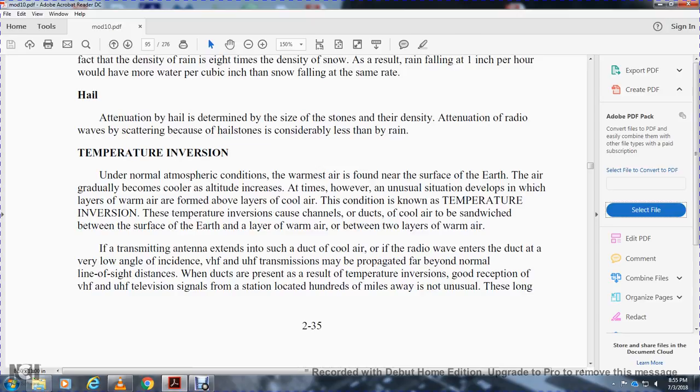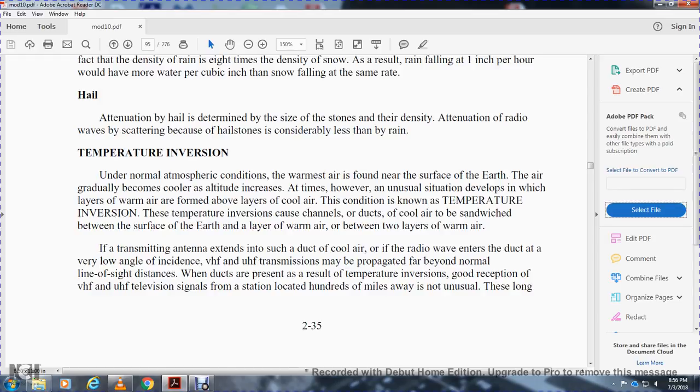The temperature inversion creates a duct, with cool air sandwiched between the surface and the layer of warm air. A transmitting antenna extends into the surface duct of cool air. If the radio wave enters the duct at a very low angle of incidence, VHF and UHF transmissions may propagate very far beyond the normal line of sight distance.